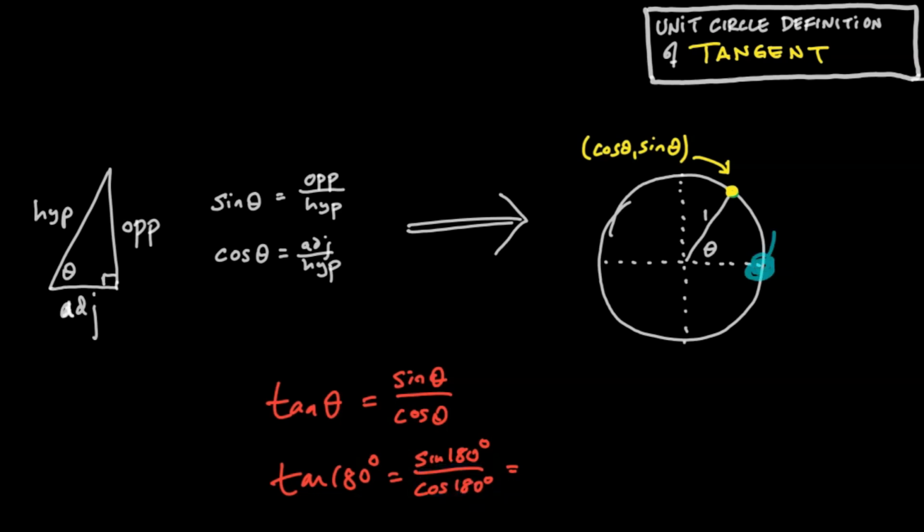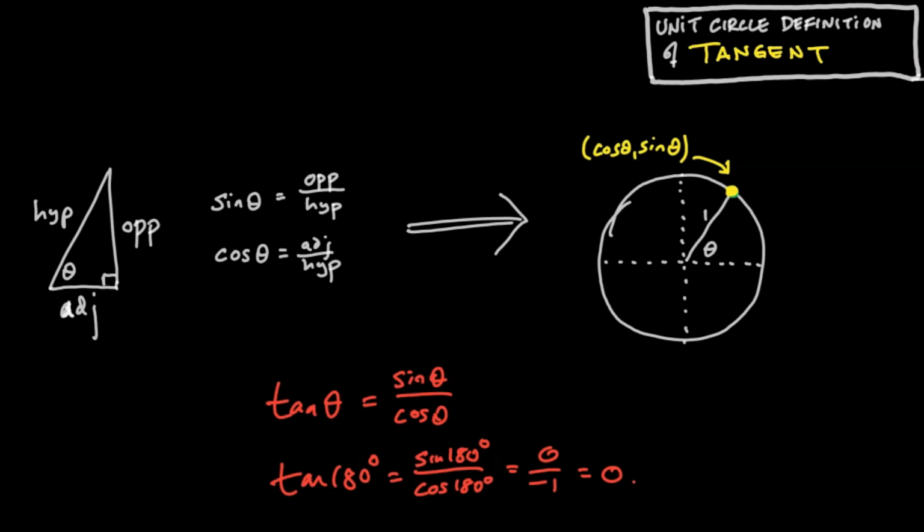If we start at the usual place, rotate 180 degrees, what do we get? The sine of 180 is the y-coordinate of that point, which is 0. Cosine of 180 is the x-coordinate, which is -1. So this would be 0 over -1, which of course is 0. And that's it. We have found the value of tangent 180 degrees. So that's a perfectly valid approach.